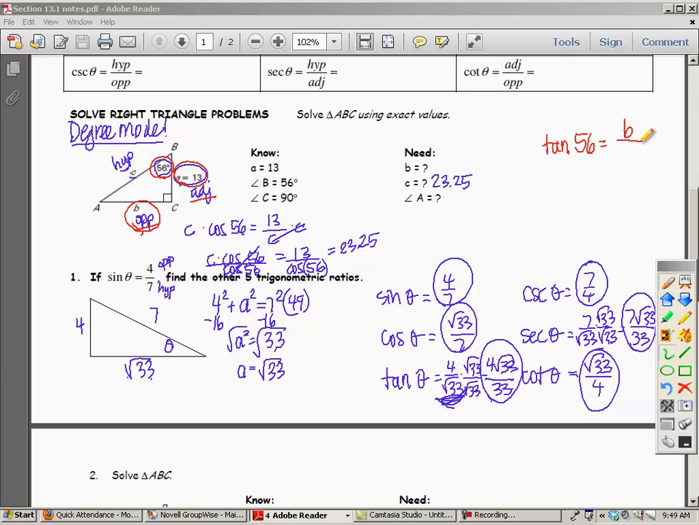So B over my adjacent side is 13. So I'm going to multiply both sides by 13. That'll get B by itself. B ends up being about 19.27.